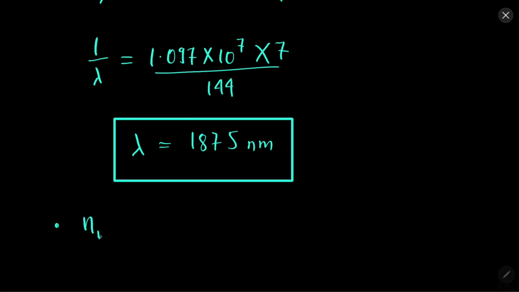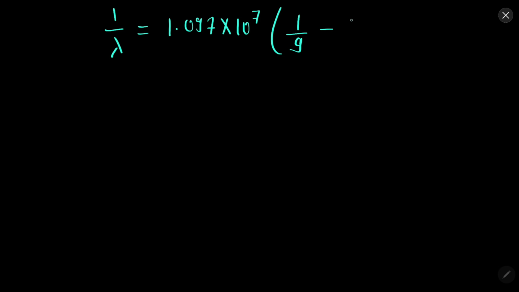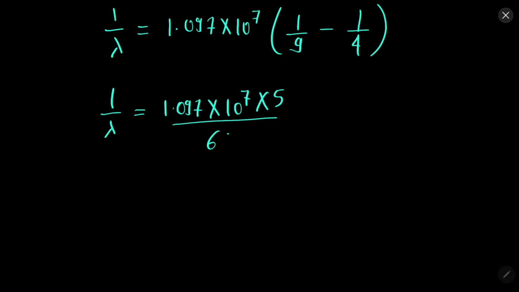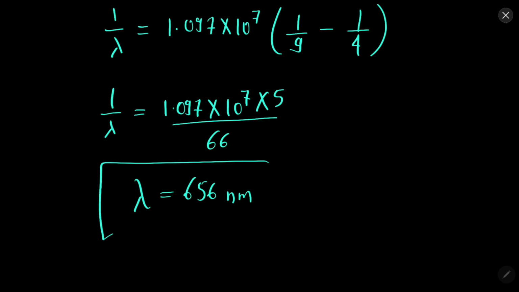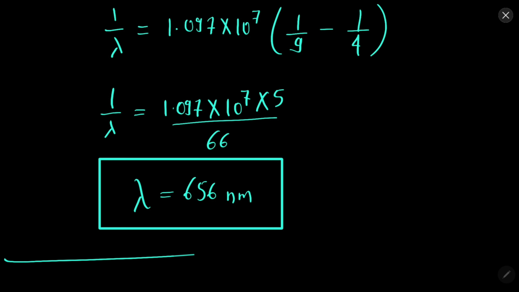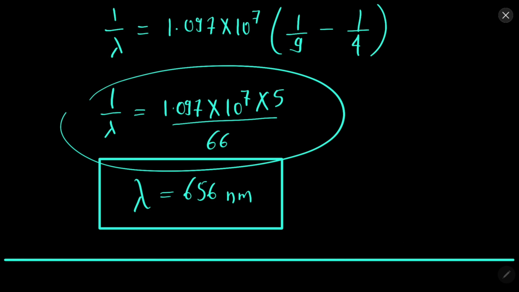Now if N1 is 3 and N2 is 2, what then? So in this situation 1 over lambda is 1.097 into 10 to the power 7, 1 over 9 because 3 square is 9, minus 1 over 4 because 2 square is 4. So 1 over lambda equals 1.097 into 10 to the power 7 into 5 over 36. So the wavelength will come out to be, after solving, 656 nanometers. This wavelength will come after we solve the equation.